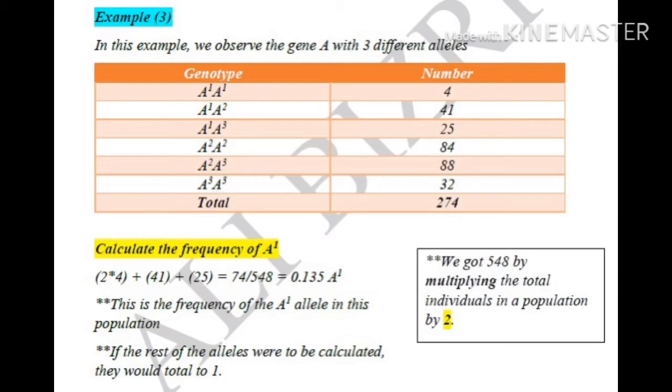So we've got calculating the frequency of A1. We've got 2 times 4, which is present in the first one. Here we are going to be multiplying the number by 2 because we've got 2 copies of this allele.